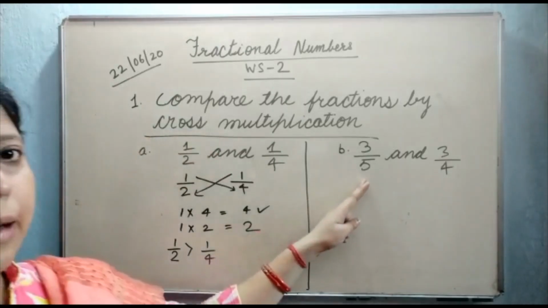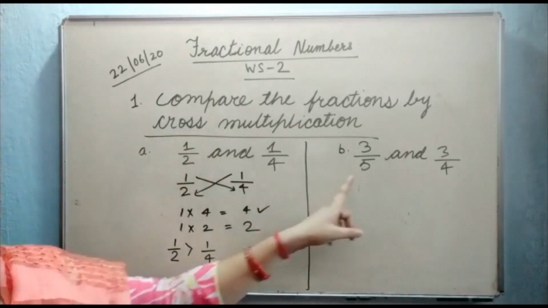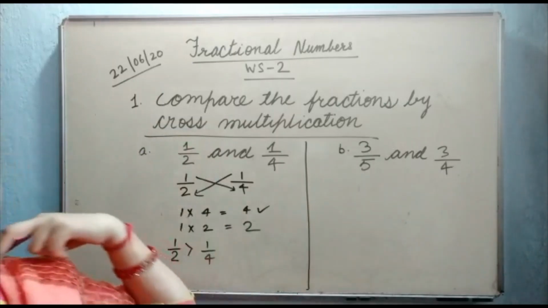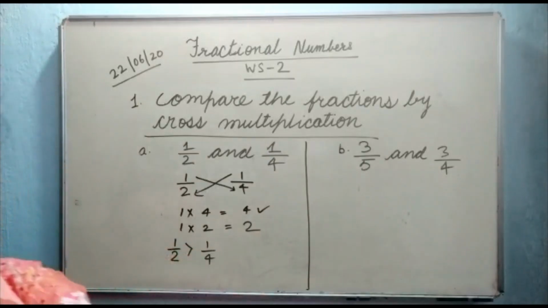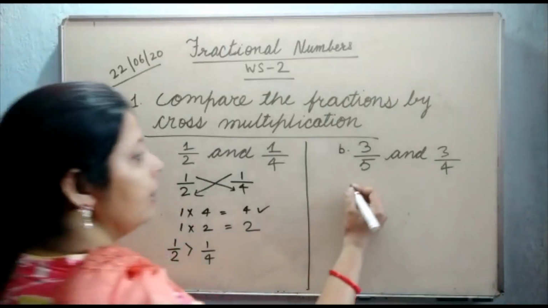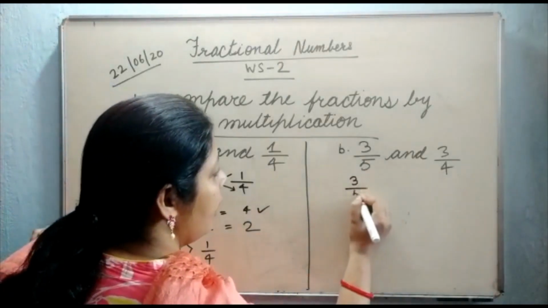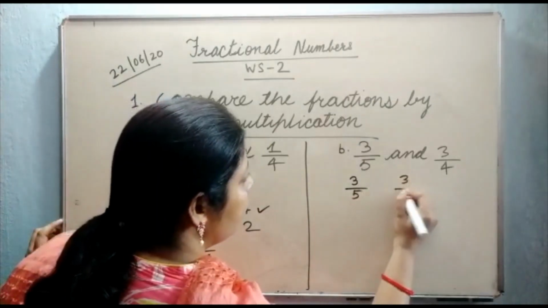Let's come to example number D. Here again we are given two unlike fractions. One is 3 by 5, another is 3 by 4. In a similar way, you will write here 3 by 5 and here you will write 3 by 4.